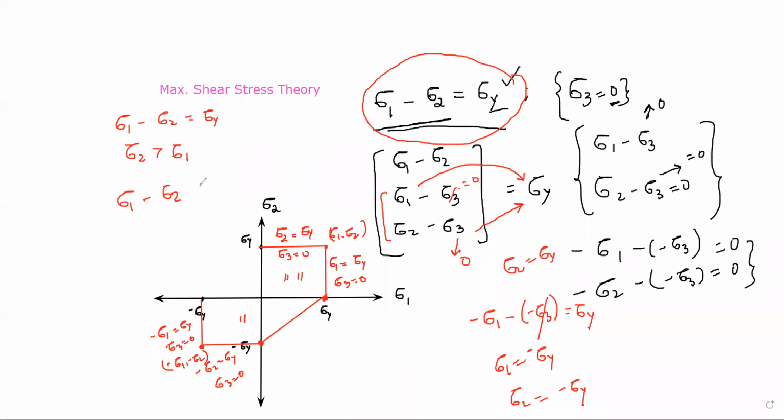Minus sigma 2 is equal to minus sigma y. The reason for writing it like this is because sigma 2 is greater than sigma 1. This answer will be minus. So I'm taking that minus on the right side.